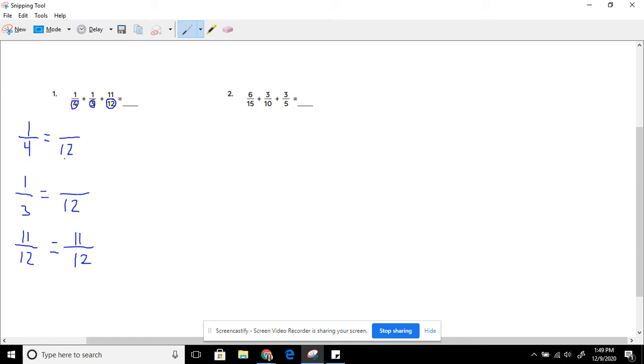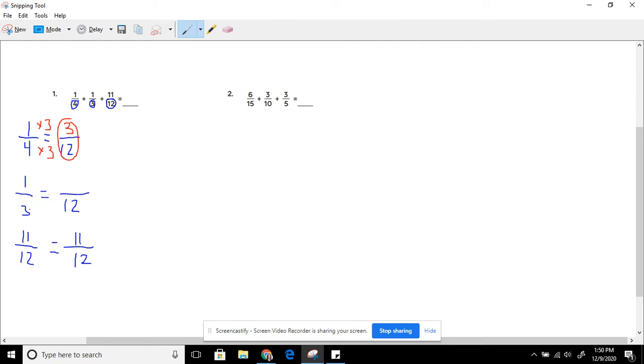So we need to find an equivalent fraction, a fraction that's equal to 1/4. Well, I always ask myself, okay, how did I get from 4 to 12? Well, 4 times 3 gives me 12. So whatever I do to my denominator, I must do to my numerator. Since I multiplied 3 to my denominator, I need to multiply 3 to my numerator. 1 times 3 is 3. Okay, so there's my new fraction. 1/4 is equal to 3/12. And now I've got an equivalent fraction where the denominator is a 12.